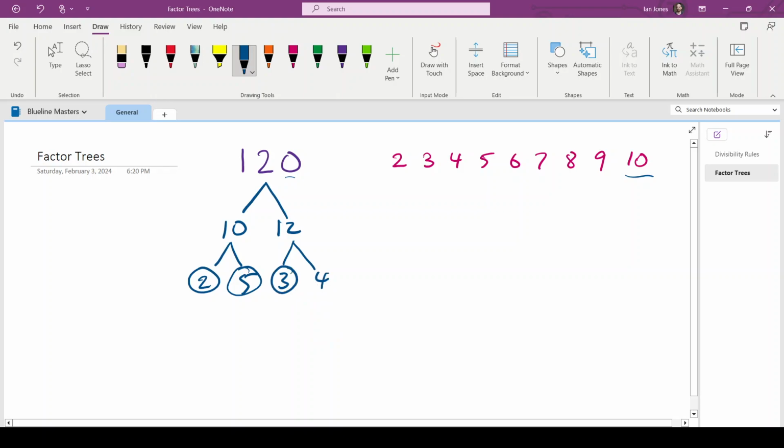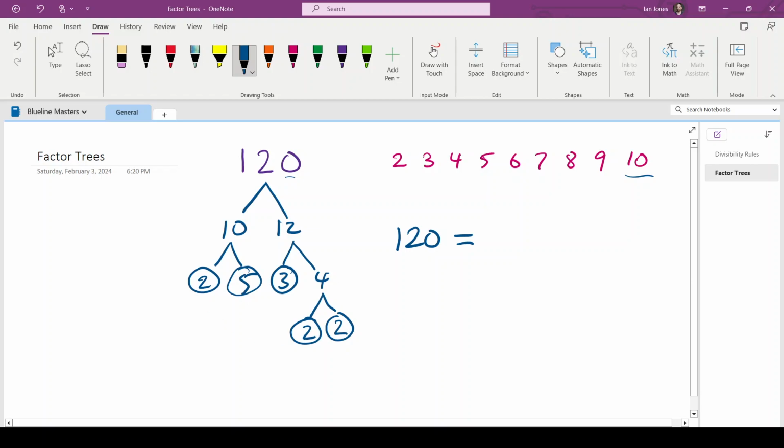3 is a prime, so that branch is complete. 4 is composite. It's not prime, so I can keep going. Now, 4 I know is 2 times 2, and those are both primes. All right, so at the end of every branch, I have a prime number, and this means that 120 equals 2 times 5 times 3 times 2 times 2.